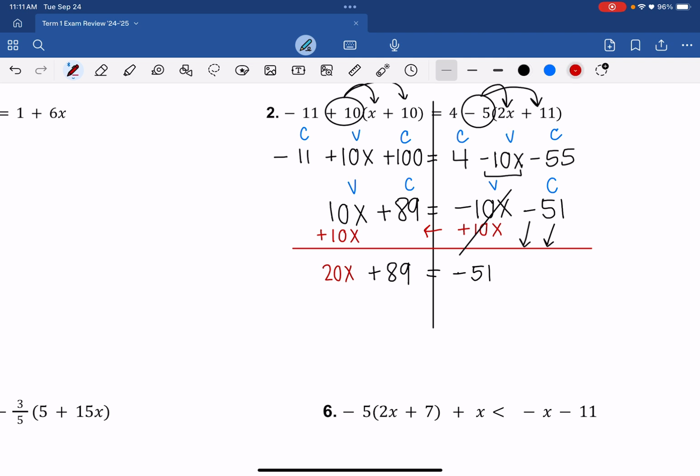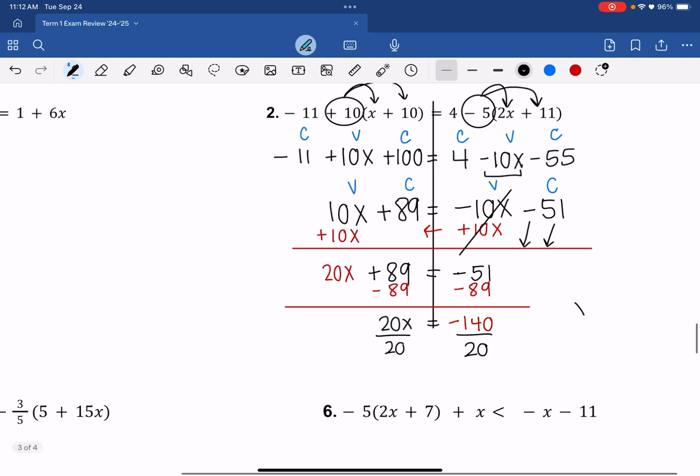All right, now I need to move my constant, my 89, to the left or to the right. So I'm going to subtract 89 because I'm moving across the equal sign. What I have left is 20x. And then negative 51 minus 89 is a negative 140. And then when I have my variable on the left and my constants on the right, I divide by the coefficient. So when I divide negative 140 by 20, I get negative 7.